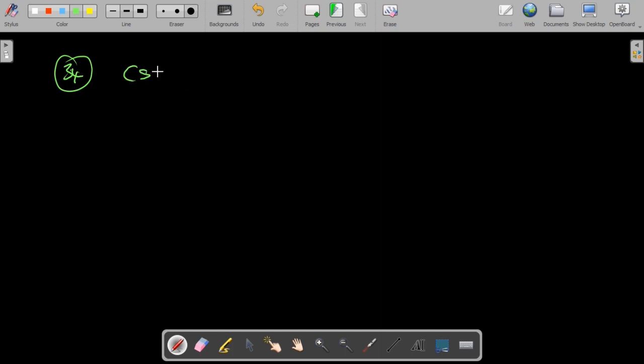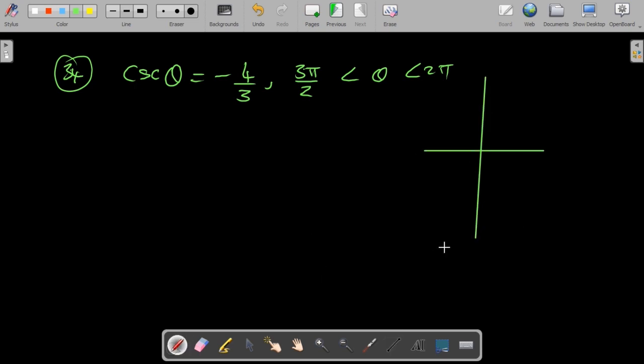Given this information, cosec of theta equals -4/3, and theta is between 3 pi over 2 and 2 pi. So our angle now lies between this point and that point here. And in that section, x is positive and y is negative. So from this, we can deduce what our values are, and those values are y and r.